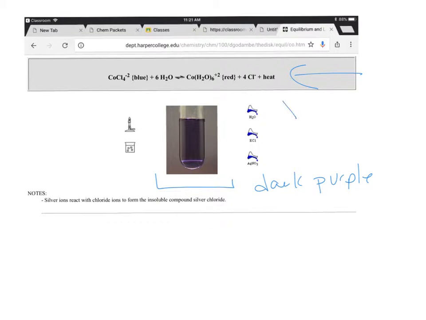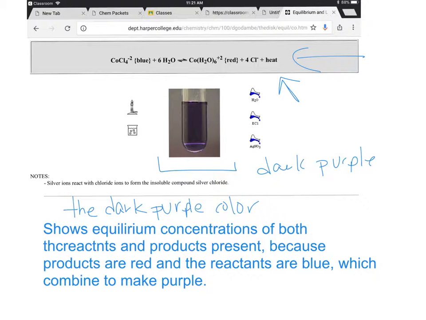You should have written down the reaction, because that will help you. And so these would be my observations. The dark purple color shows equilibrium concentrations of both the reactants and products being present, because the products are red and the reactants are blue, which combine to make purple. So the purple color shows us you have both products and reactants present at equilibrium.